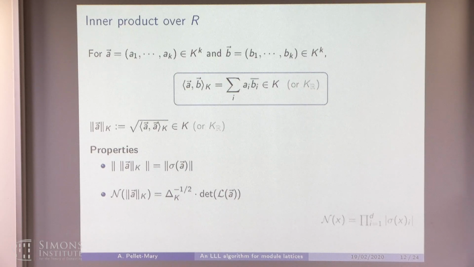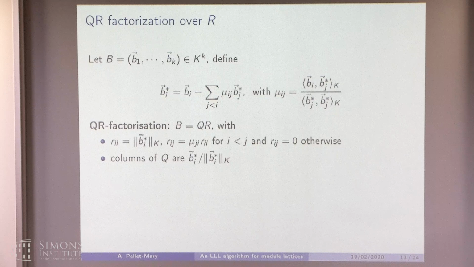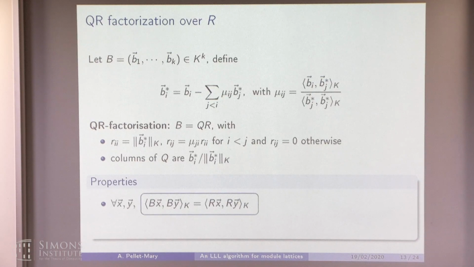Okay, and so now that I have this inner product, I can define QR factorization. I'm not going to read the formulas. These are exactly the same as the ones you would have over the reals. You can check. We can just define everything as we would have done over R, and we can factor the matrix B as some matrix Q times some triangular matrix R. And then what we get, the nice property, is what we were expecting.